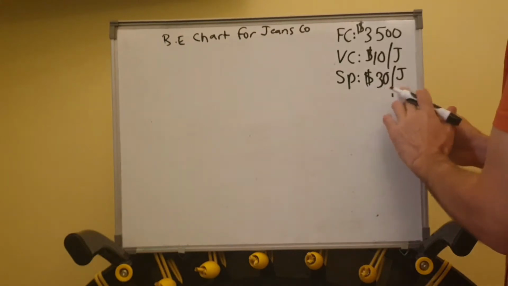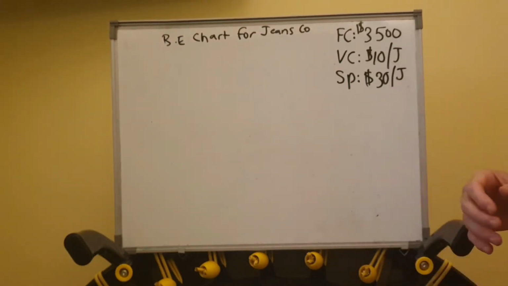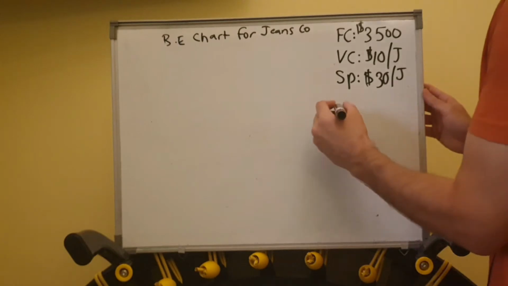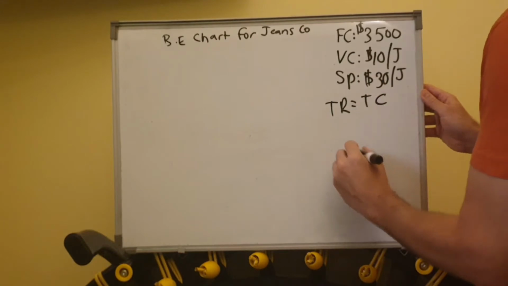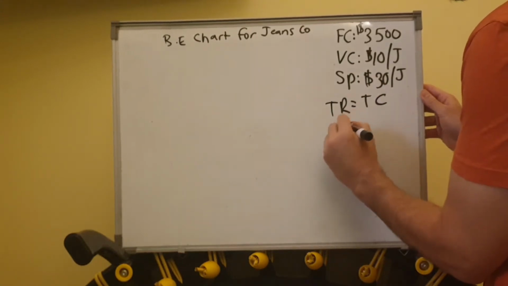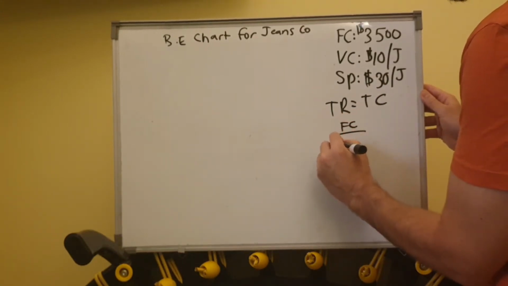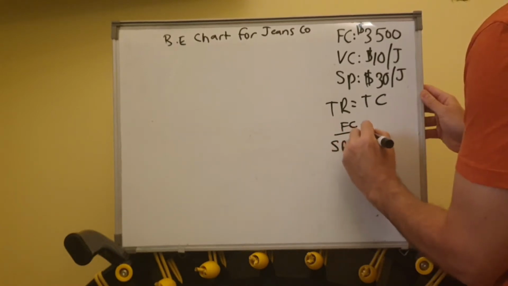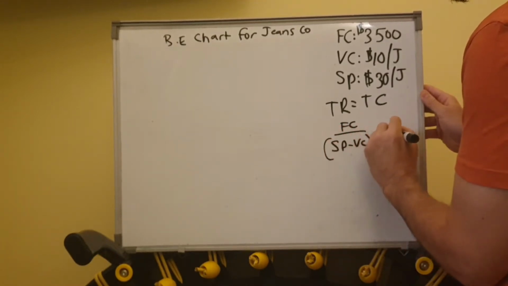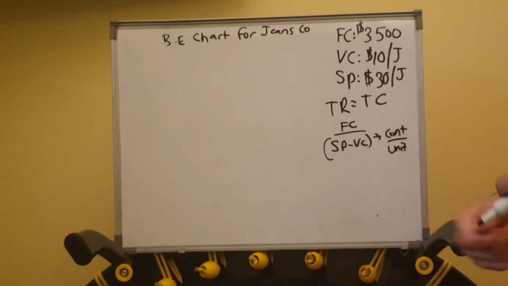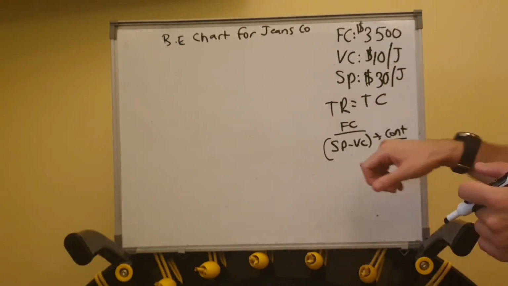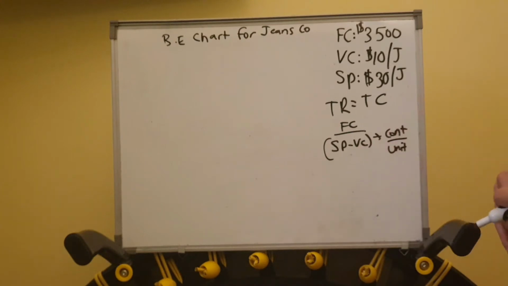So how many units do they need to sell before they break even? There's a couple ways of calculating it. Break even is where your total revenue equals your total cost, or it's when you divide your fixed cost by your contribution per unit. Contribution per unit is how much, with every unit you sell, how much is it contributing back into the business, right? It's your selling price minus your variable costs. So these are 2 ways of calculating break even.